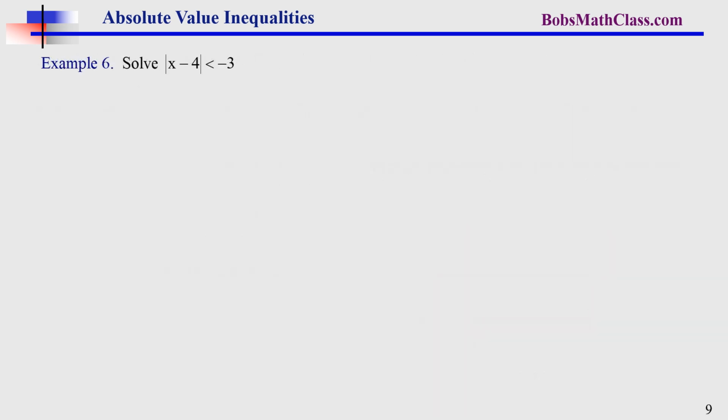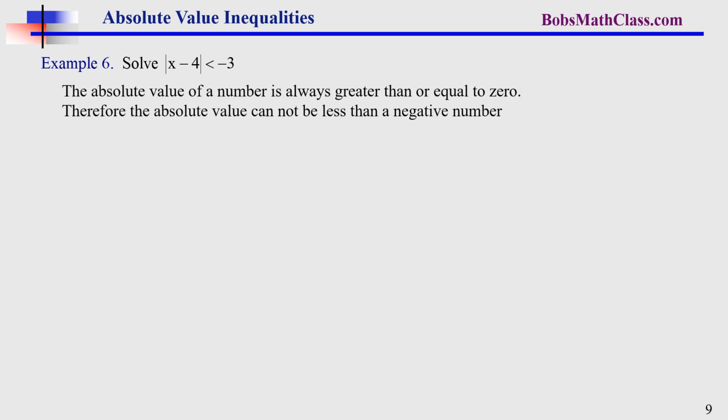Okay, let's look at this. Absolute value of x minus 4 is less than negative 3. This is a negative number on the right. The absolute value less than a negative number. Does that seem right? The absolute value of a number is always greater than or equal to 0. Therefore, the absolute value cannot be less than a negative number. Our answer is no solution. So whenever you see less than a negative number, you can simply put no solution, no work to show.